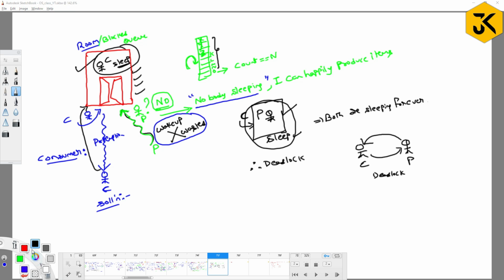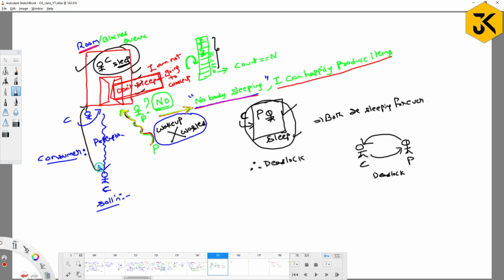The solution will be, when I come to wake up some process in the blocked queue, or in the room, I can put one tag at the entrance of the door. I can say don't sleep, I am not going to wake up. That's it. And it will come back and perform. It understood that nobody is sleeping and I can happily produce the items.